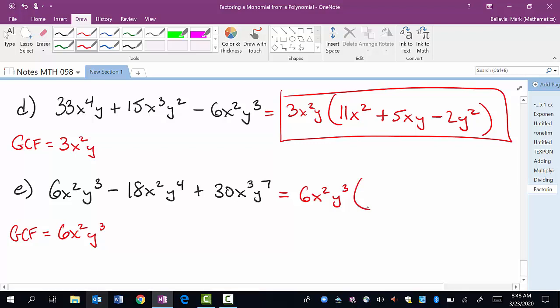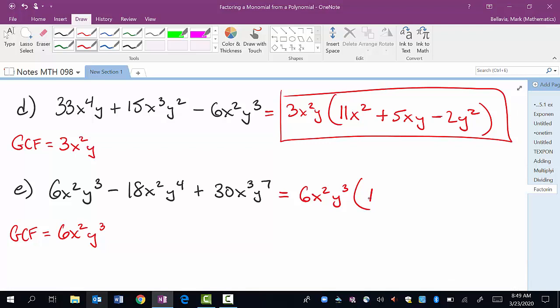So 6x squared y to the third, and then parentheses. When you take the GCF out, remember you're dividing it out. So the first term is 6x squared y to the third. I'm dividing out or factoring out the 6x squared y to the third. Well, that all cancels out. When everything cancels out, make sure you write the 1. All right, so if everything cancels, you need the 1 there.